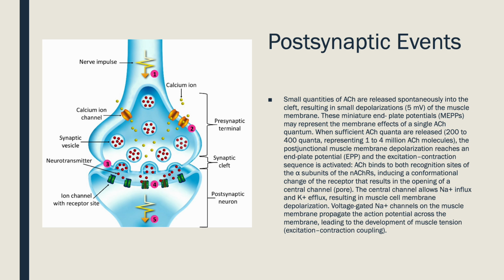Voltage-gated sodium channels on the muscle membrane propagate the action potential along the sarcolemma and into the T tubules, ultimately triggering the release of calcium ions from the sarcoplasmic reticulum. This release of calcium facilitates the interaction between actin and myosin filaments, and this all leads to muscle contraction.